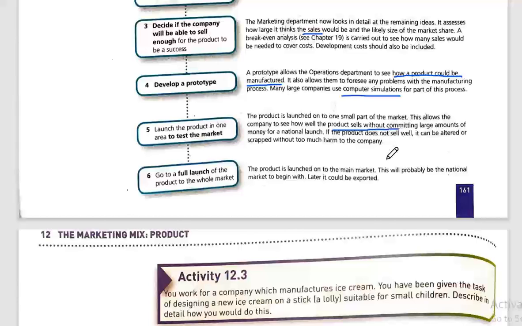I'm doing this kind of test. If it's selling, yalla, I will put it to a larger market. If it's not, I will take it back and try to do some modifications on it. Then go to a full launch of the product to the whole market. After the success of testing the product, I will go full force and sell it to all the market that I have, whether the national market, and then if it's a success, I go to the international market and all over the world.